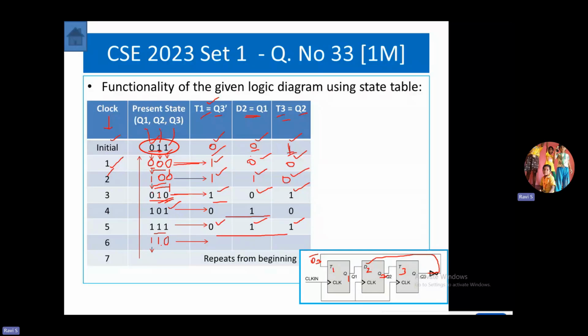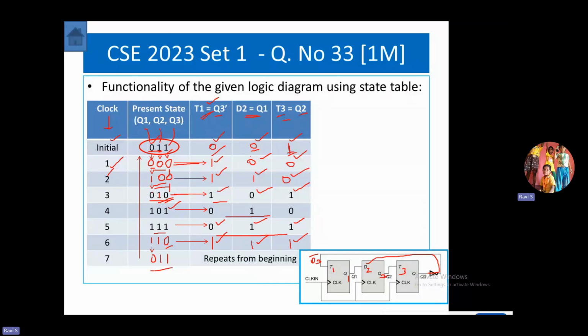Now calculating the next set of inputs. This third state must be complemented and given as input, so it becomes 1. And the rest of the 2 will be given as input for the second and third flip-flops. Under this situation, because T input is 1 for the first flip-flop, we need to complement the first bit, so it is going to be 0. And D input must be followed as the next state for the second flip-flop. And for the third one, the T flip-flop takes 1 as input, so we need to toggle, and it becomes 0, 1, 1.